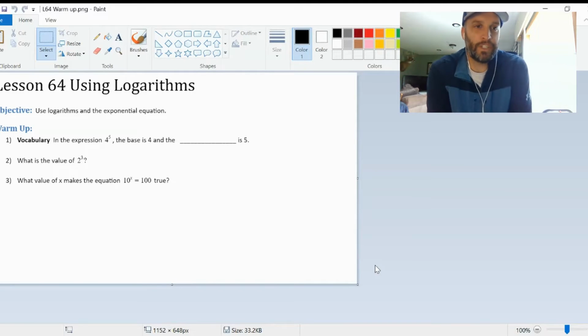4, using logarithms. Our objective today is to use logarithms in the exponential equation.